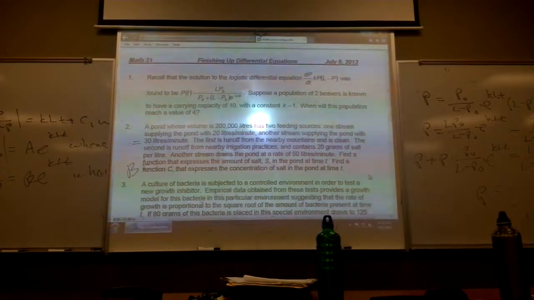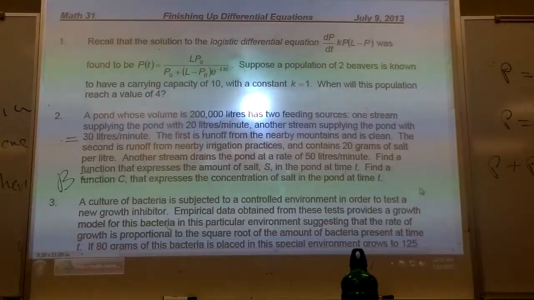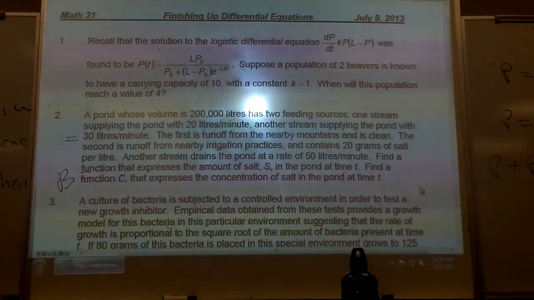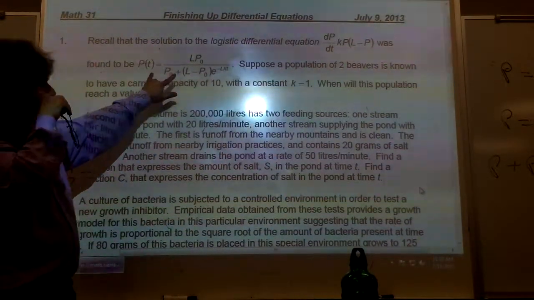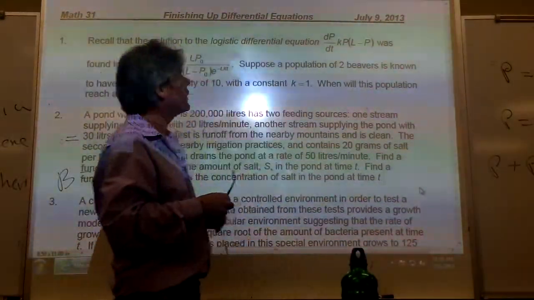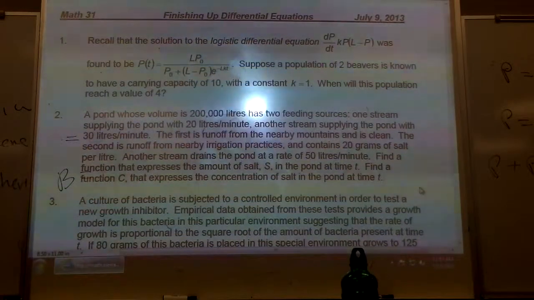So I could just get away with cheating in class today, speed up a little bit, not write everything down. You and I just derived the solution to the logistic difference equation. Suppose I have a population of 2 beavers known to have a carrying capacity of 10, where the constant k is equal to 1. Are you able to answer the question, when will this population reach 4?